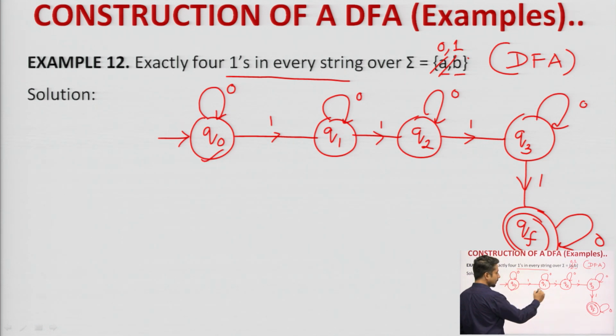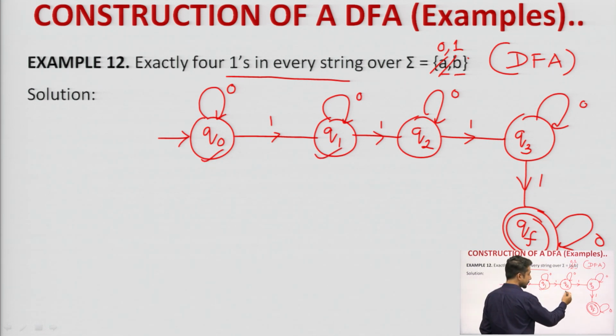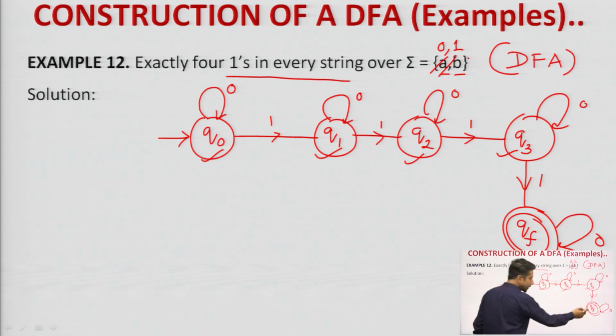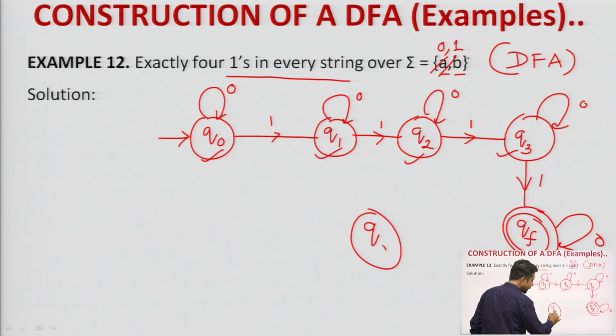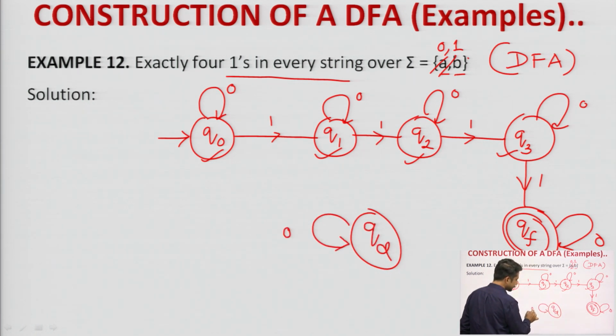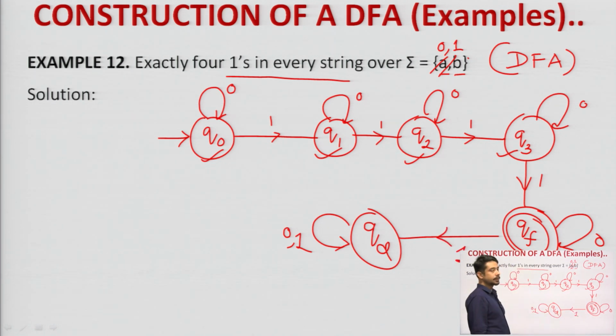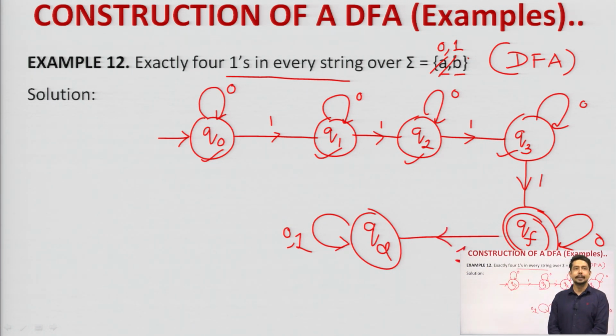This state is accepting the restriction, this is also accepting the restriction, this is also accepting the restriction, but this one is accepting only for 0, but not for 1. So, we have to use a dead state for it. That is it. So, this is the final diagram for exactly 4 ones in every string where the input alphabets are 0 and 1. Clear?